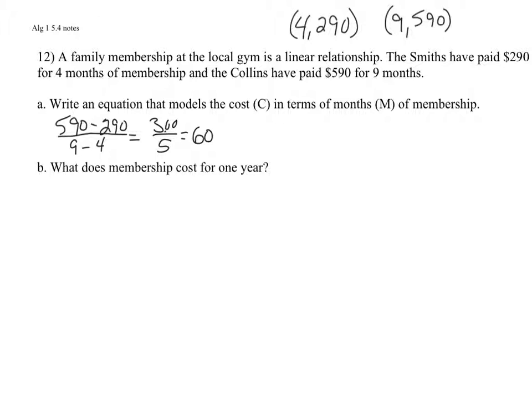So I can plug into my point-slope form and figure out what my equation is going to look like. I'm going to have y minus, just pick one of the points. I'm going to pick the one that's got 290 and 4. So that is equal to 60 times x minus the point of 4. Okay? So there you have it. That is the point-slope form of that line.